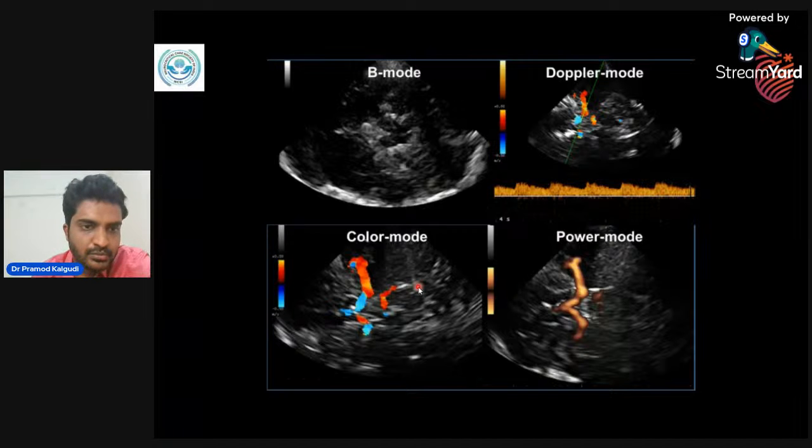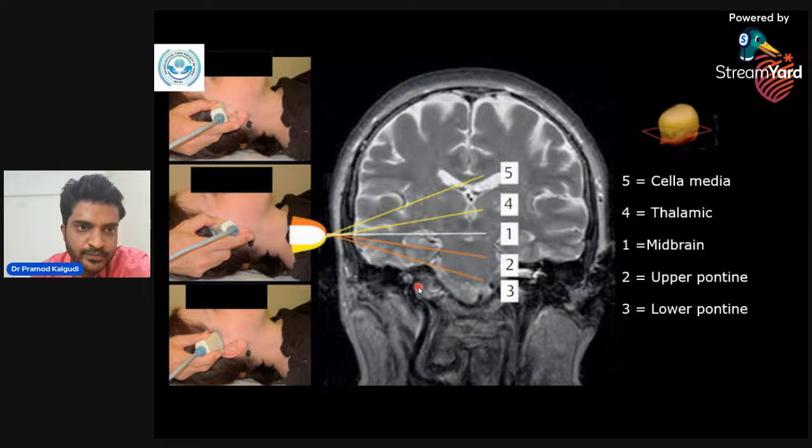So again, the same modes, always start off with the B mode, and then put a color window, and then a Doppler, and then a power mode. So the modes remain the same. It's just the structures that change. So here we have the most important one, the temporal window, also called the mesencephalic plane, or a midbrain window, you can say. So this is the transverse plane, the axial plane, when you are looking at it.